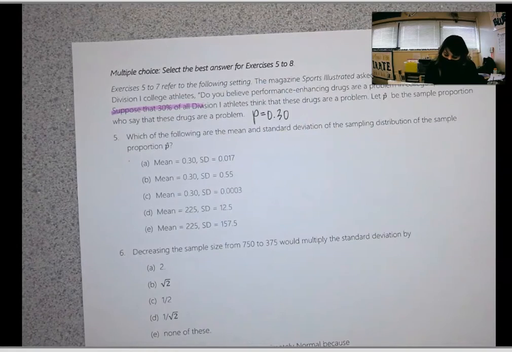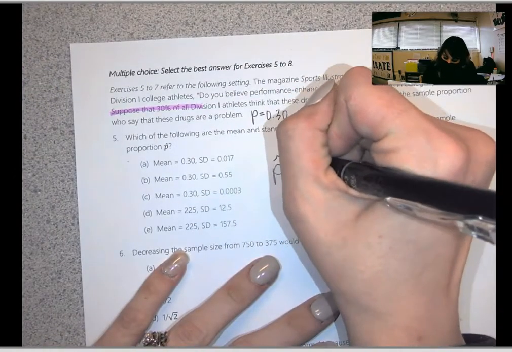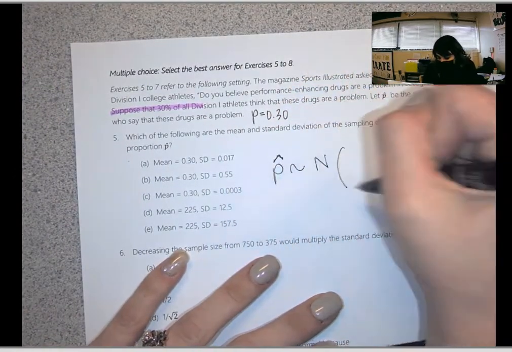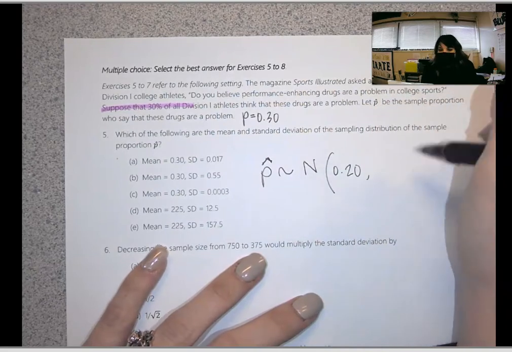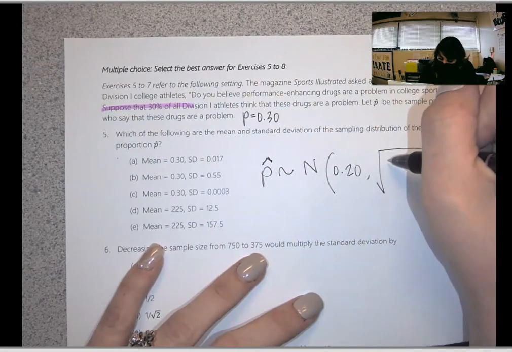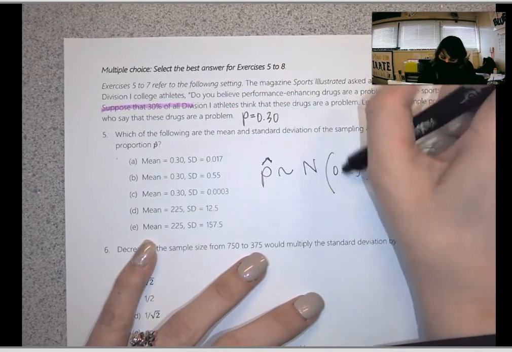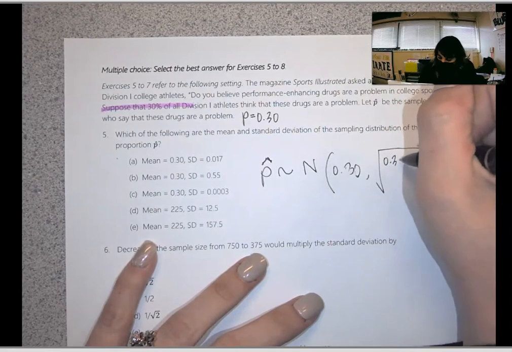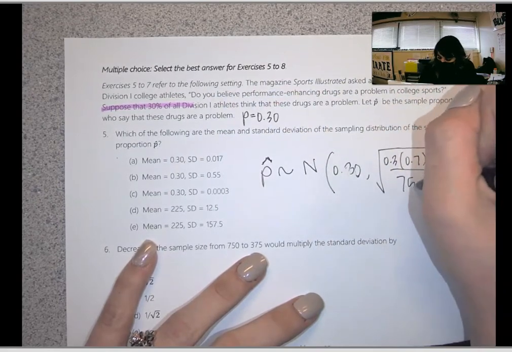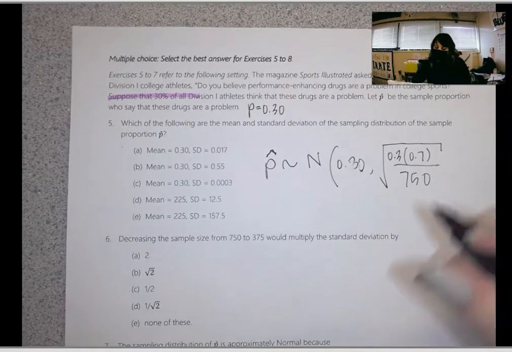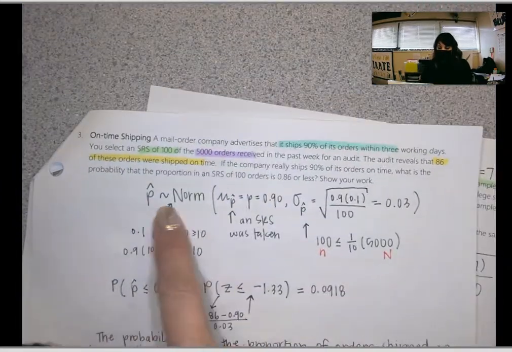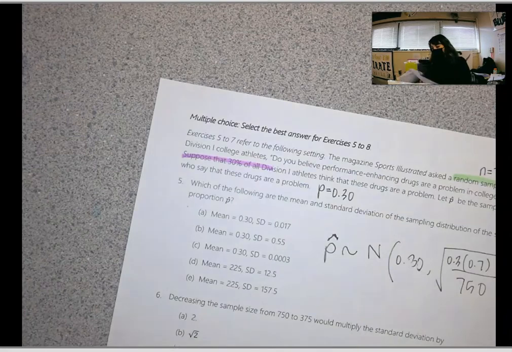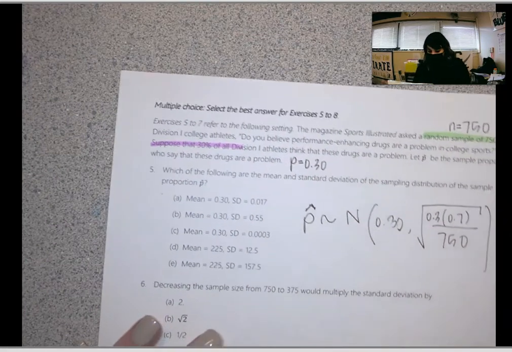Which of the following are the mean and standard deviation of the sampling distribution of the sample proportion? So that's this thing. Your mean is always centered at the true value, and your standard deviation is the square root of 0.30 times 0.70 all over 750. So it's this portion of our problem that they're asking us to find. I calculated that to be letter A.